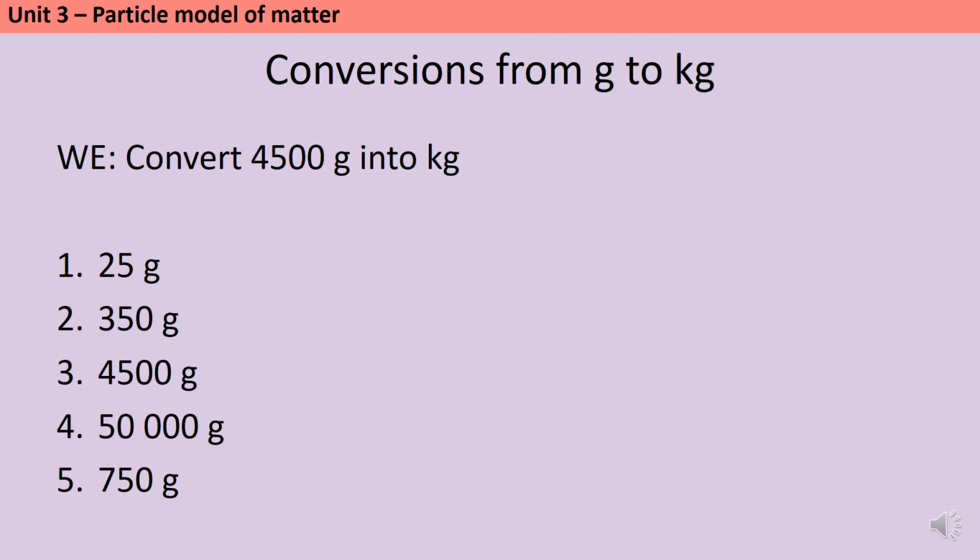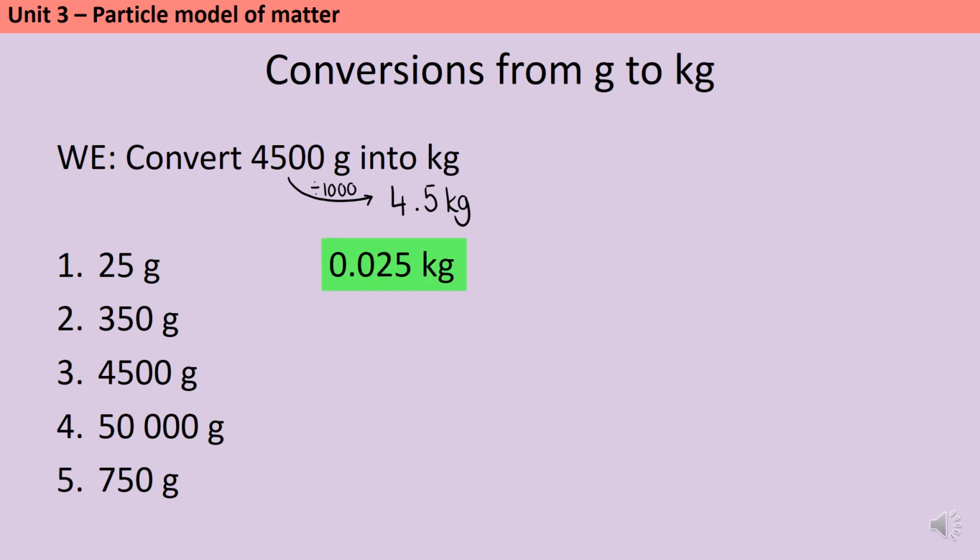When calculating density, you may also need to convert masses in grams into kilograms, but this is much easier because this is just a standard metric conversion. So to turn grams into kilograms, we divide by 1,000, so 4,500 grams becomes 4.5 kilograms. Pause the video and write down what each of these masses is in kilograms.